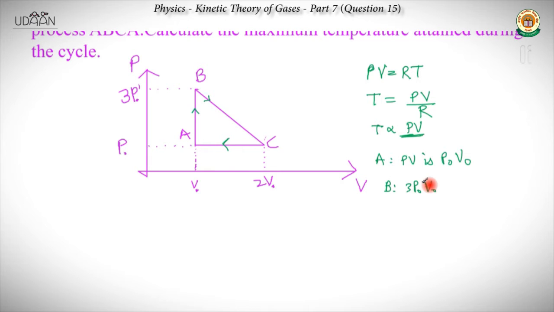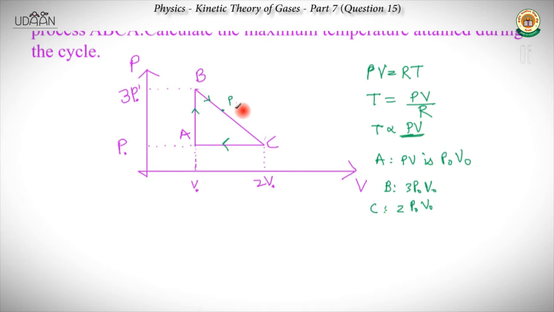So now let's see what happens at C. When we go from A to C, it is P naught V naught, and here the pressure is constant but the volume is increasing. So for the process AC, the maximum temperature occurs at C, and it is equal to 2 P naught V naught. So now the only process left is the process BC. In this we have to analyze, but we cannot directly analyze because both the pressure and volume are changing.